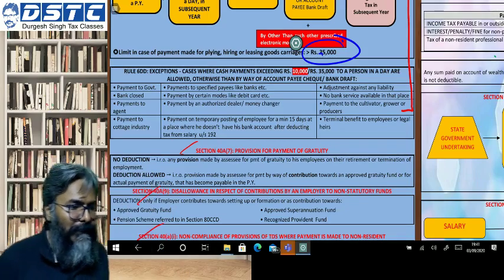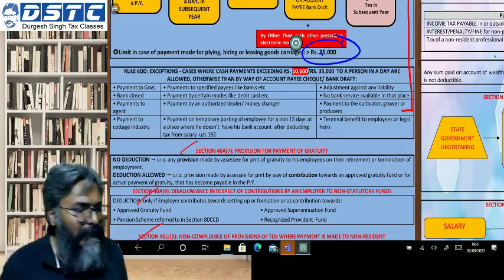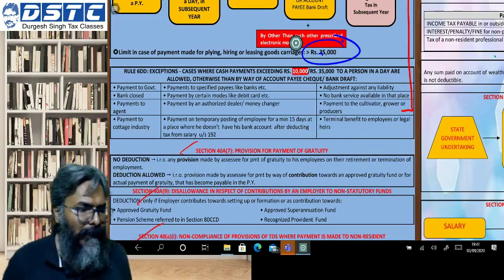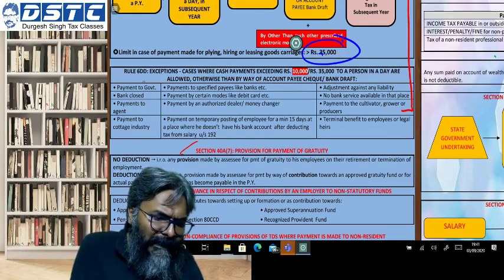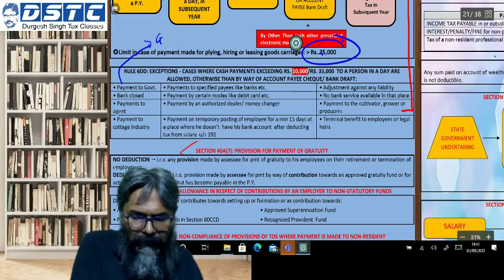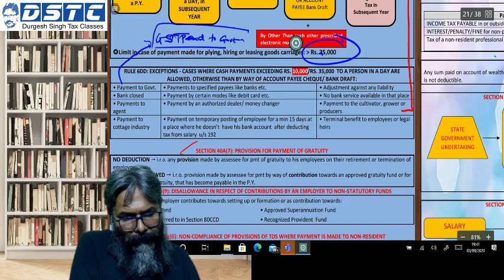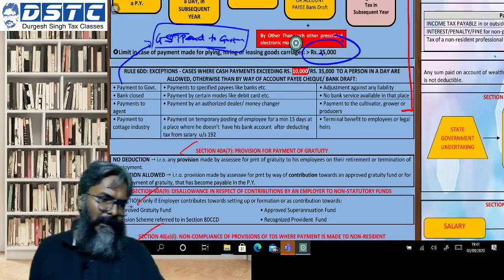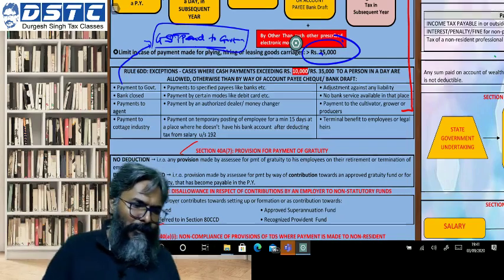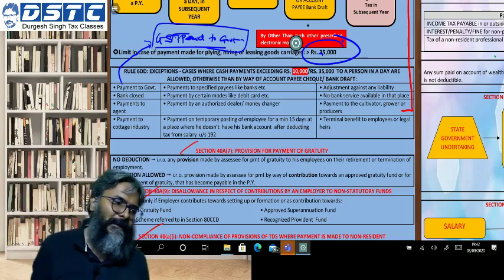Now, in this regard, students, if you see very carefully, just read this one quickly. Payment to the government, say GST, example, GST paid to the government in cash. So will that be allowed as deduction? And the answer is yes. Thereafter, if you see, bank is closed. Because the bank is closed, that the payment has to be made, will it be allowed as deduction? Again, the answer is yes.